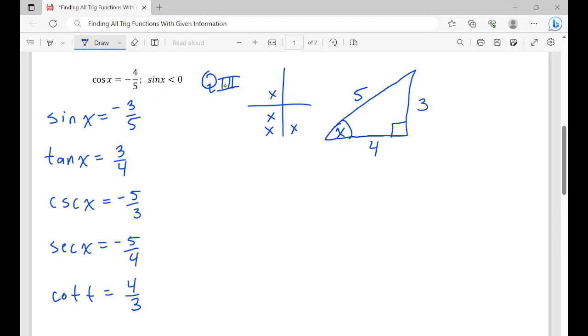So again, we're in quadrant 3, so cosine, sine, cosecant, and secant should be negative. Tangent and cotangent should be positive. So there are those trig functions.